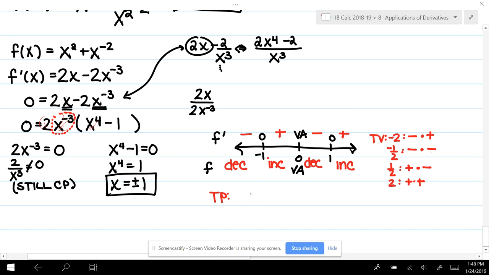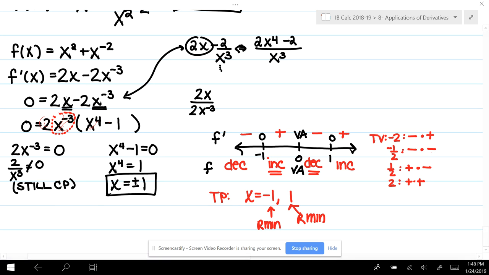So we can talk about our turning points here. We have turning points at x equals negative 1 and 1 only. Even though it goes from increasing to decreasing here, since it's a vertical asymptote, it's not a turning point. It needs to be continuous to be a turning point, okay? At negative 1, we're going from decreasing to increasing, so this is a relative minimum. And we're going from decreasing to increasing at 1 as well, so this is a relative minimum.